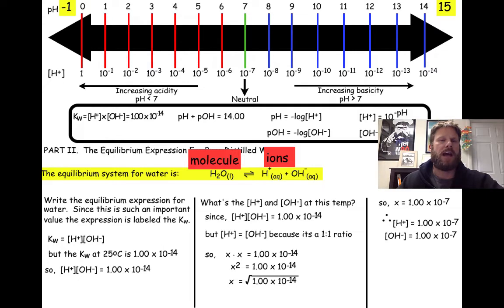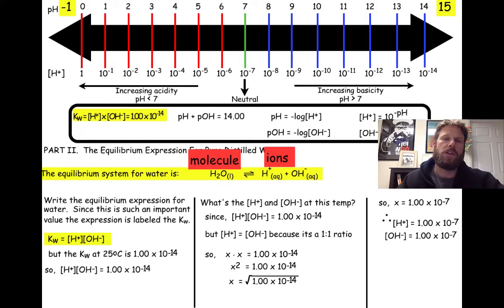The equilibrium constant for water is what helps define the pH scale. If we determine the equilibrium expression for water, we take the products over reactants. So this will be the concentration of H plus times the concentration of OH minus. Since our reactant is a liquid, it is not included in the equilibrium expression. So this equilibrium expression is so valuable that it's given its own variable. It's called the Kw. And at 25 degrees Celsius, Kw equals 1 times 10 to the negative 14th.